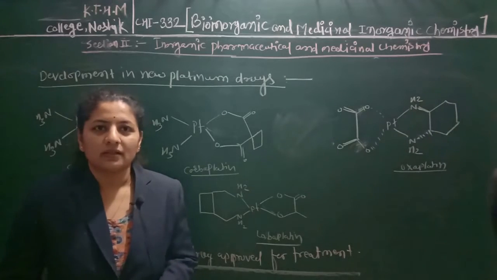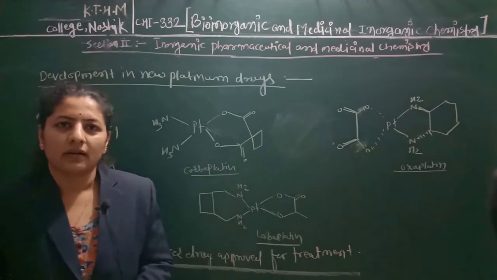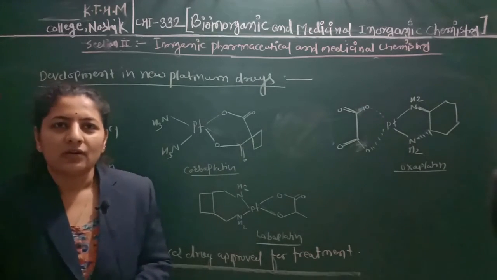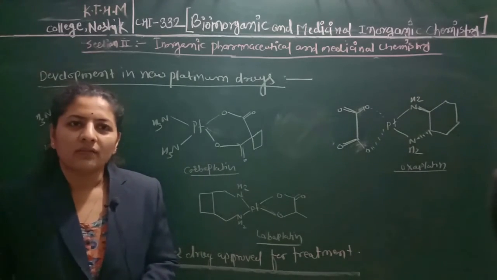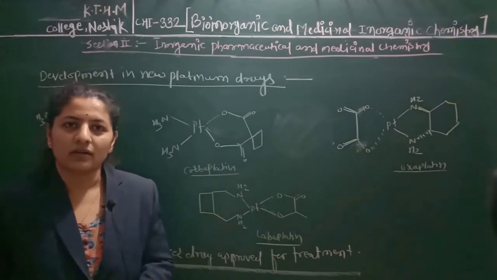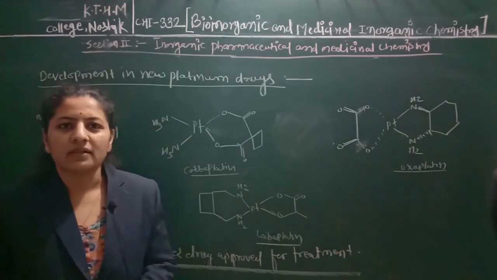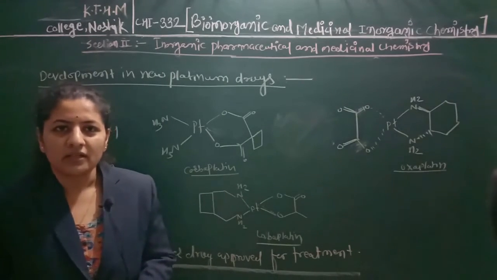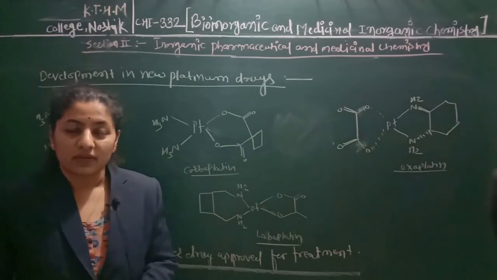Discuss the various anti-cancer agents like cisplatin, carboplatin, eraplatin. Now, along with these anti-cancer agents, there is a need for a more advanced platinum drug, which is proposed as an anti-cancer agent for the treatment of cancer.